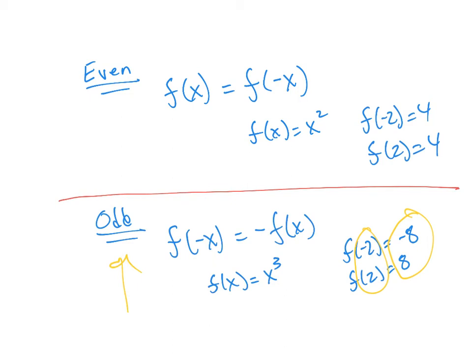And then if both of these fail, then you just say that they are neither even nor odd. Okay, that was a little explanation for even and odd. Let's move on to the next set of exercises.